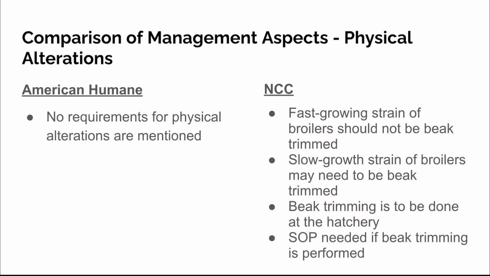However, slow-growth strains of broilers might need to have their beaks trimmed because they live longer. Beak trimming is to be done only at the hatchery. And there should be an SOP if beak trimming is performed, and the hatchery should have that SOP.